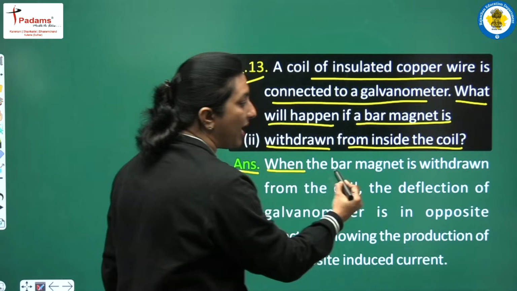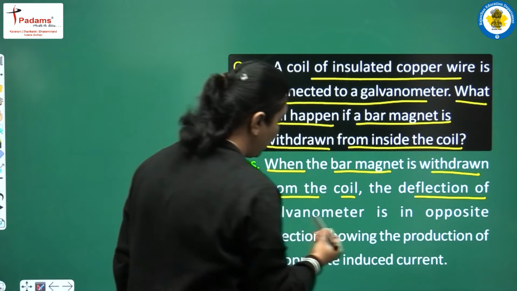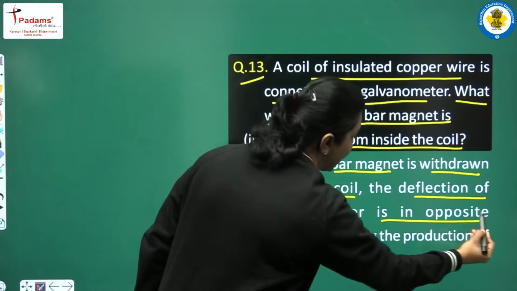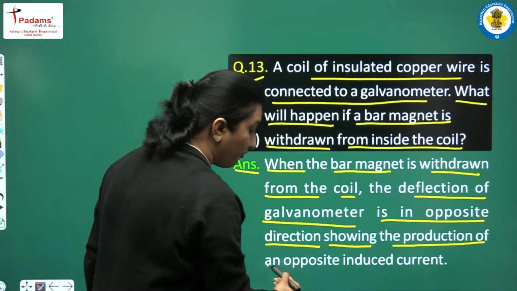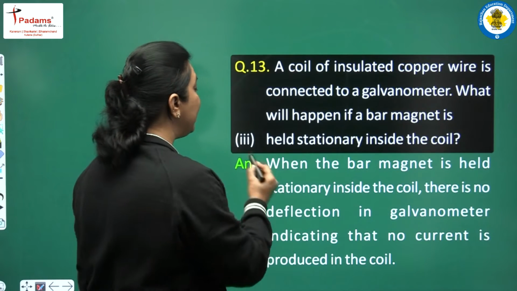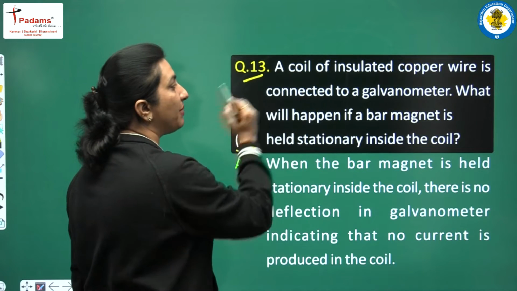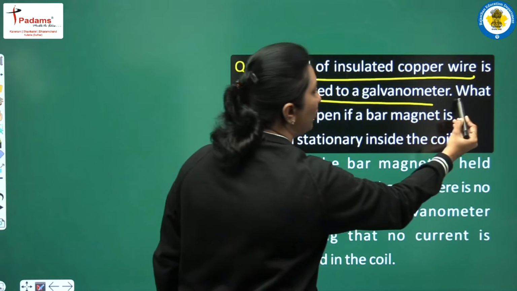Answer: When the bar magnet is withdrawn from the coil, the deflection of galvanometer is in opposite direction, showing the production of an opposite induced current. Now let's see the third part of question number 13. A coil of insulated copper wire is connected to a galvanometer.